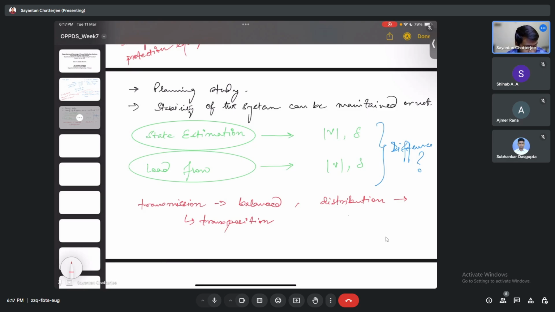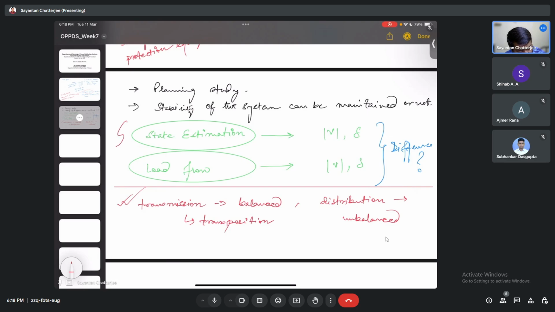Otherwise, we can switch to the assignment questions, because that will be of use. This is for a radial network and the unbalanced system. Yes, these are the basic overview of how a transmission system looks, mostly balanced because of the transposition, but the distribution system is mostly unbalanced. This has no relation with the question.